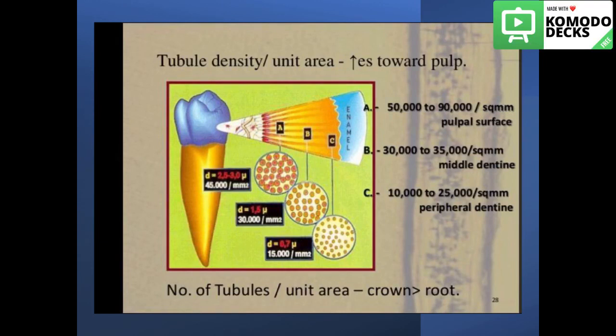This is a section taken from the crown, as the surface area is smaller from the enamel side to the pulp side. If we take a cross section near the enamel, we will find a lower percentage of dentinal tubules, while a higher percentage of dentinal tubules is seen when you take a cross section near the pulp, which means the permeability and the sensitivity of the dentin is higher when we go toward the pulpal tissue.